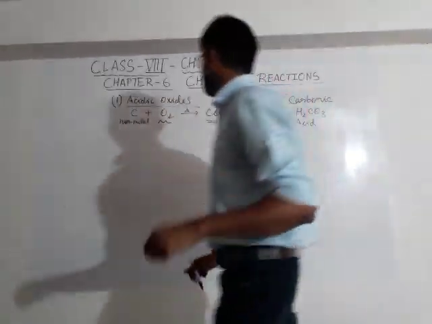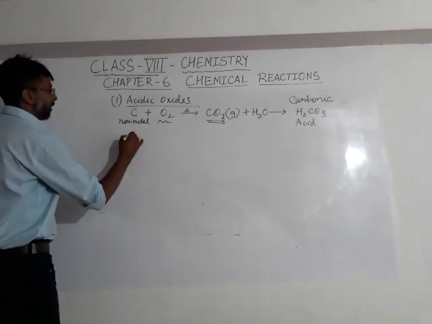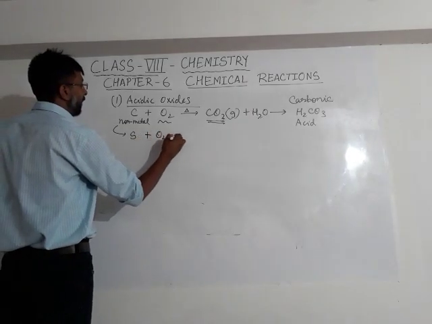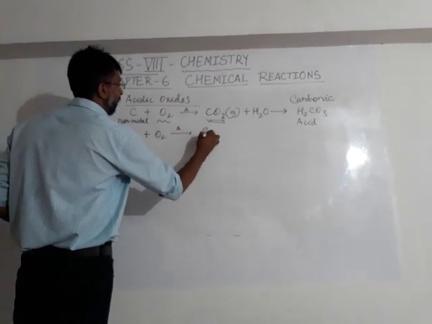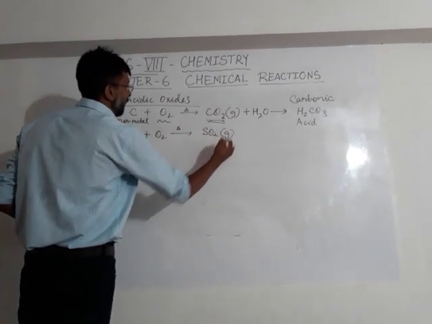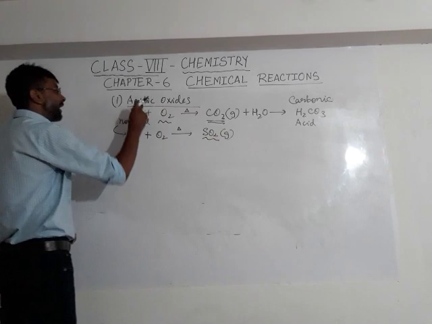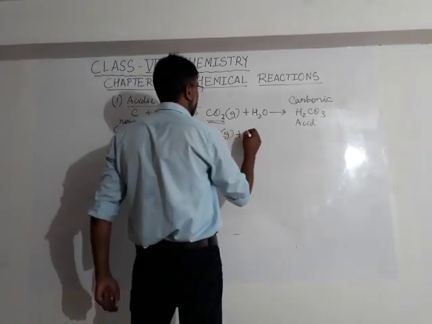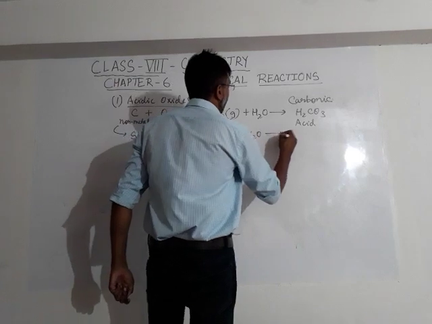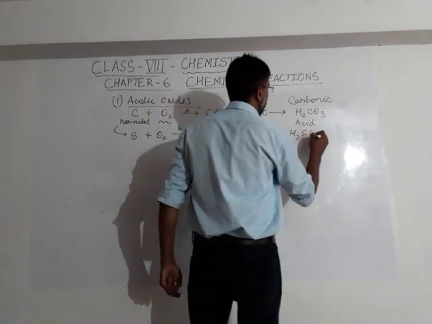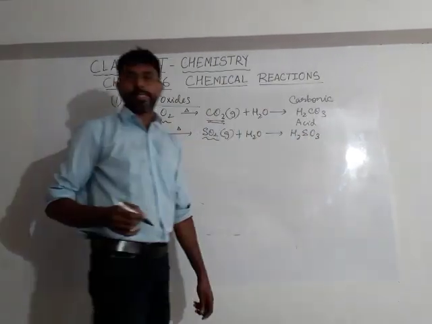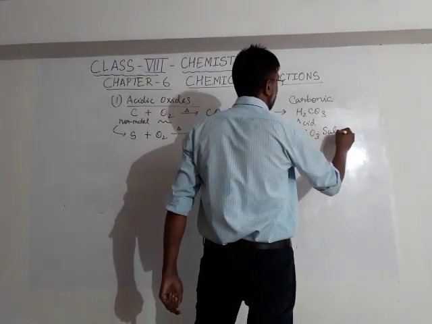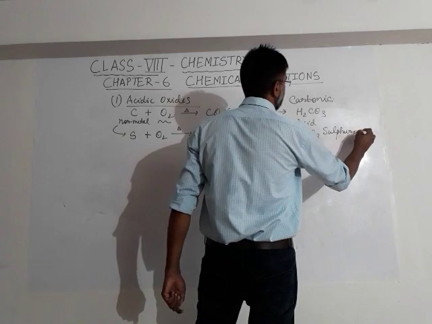Another example. If I take sulfur, another non-metal, and burn it in oxygen of the air, it forms sulfur dioxide gas. This sulfur dioxide gas is another acidic oxide. Why is it an acidic oxide? Because if I dissolve this sulfur dioxide in water, it is going to form sulfurous acid. Sulfurous, the spelling is here. Sulfurous acid.